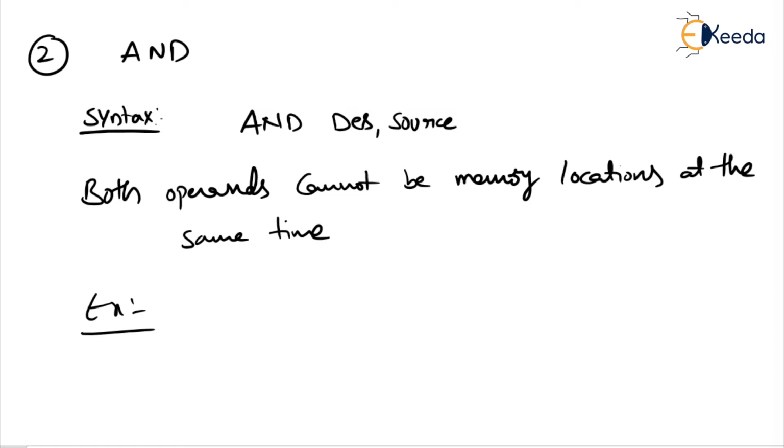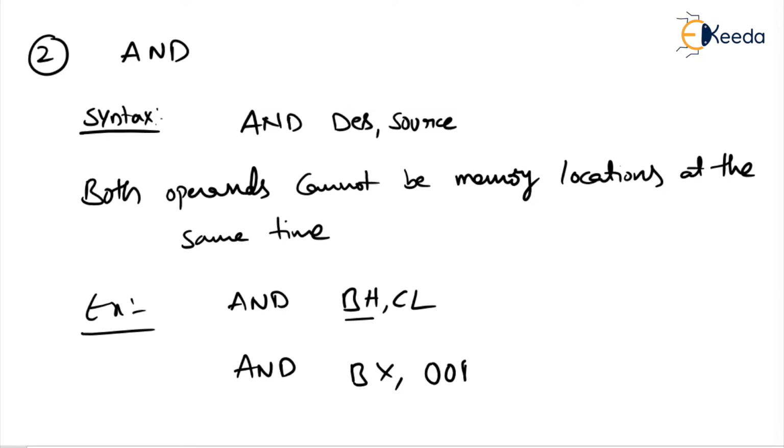Right? So coming to the example, AND BH, CL. That means it performs the AND operation of CL with BH, and the result will be stored in BH. Otherwise you can write like this also: AND BX, 00FFH. It will perform the AND operation between BX and 00FFH.